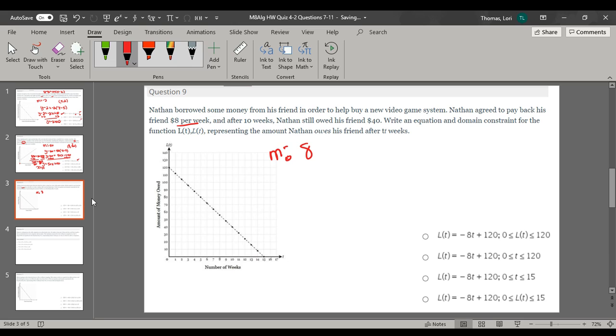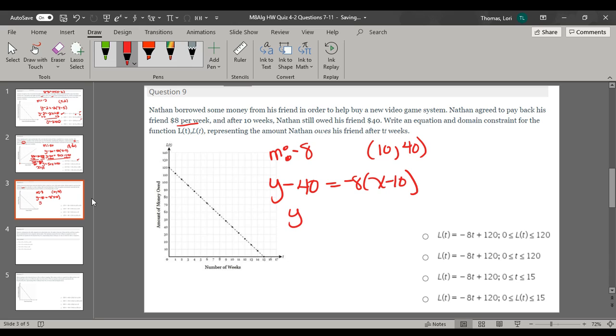So what we're going to be asked to do is find out how much money he owes. So it's going to go down $8 every week, so it's negative 8. At 10 weeks, which is our x, he owes his friend 40 bucks. So here is our point and here is our slope. Again, let's use point slope.